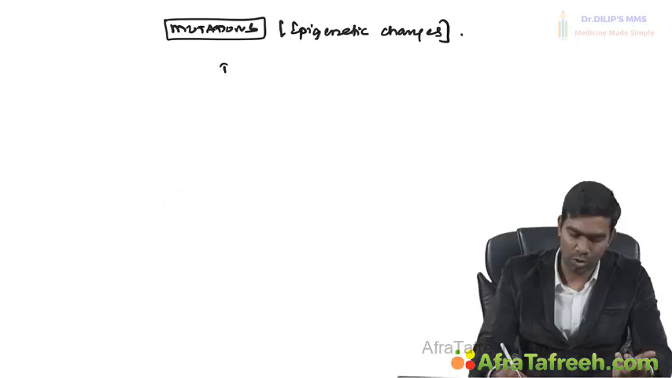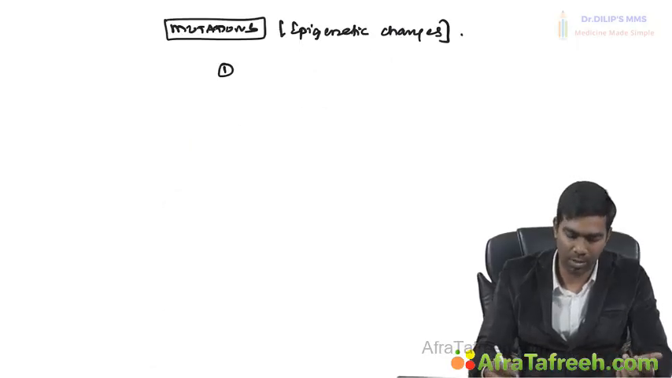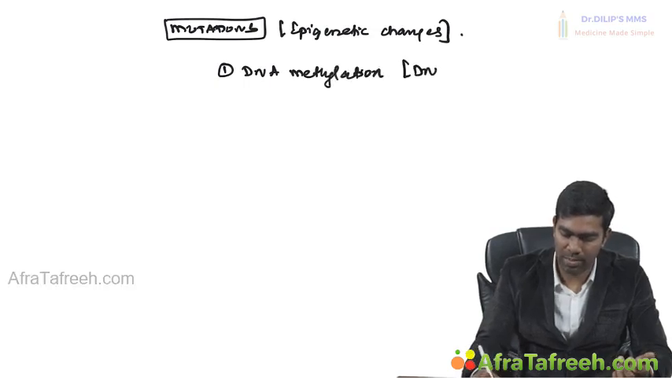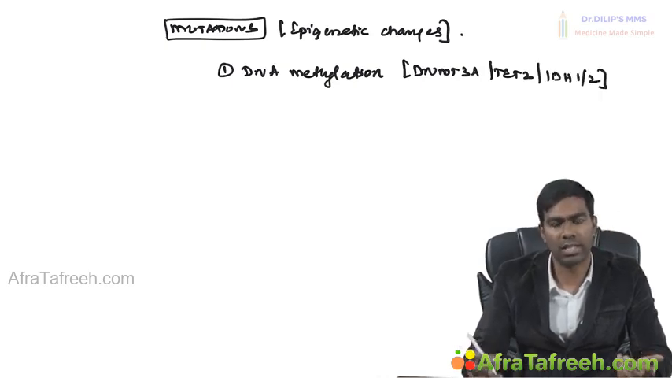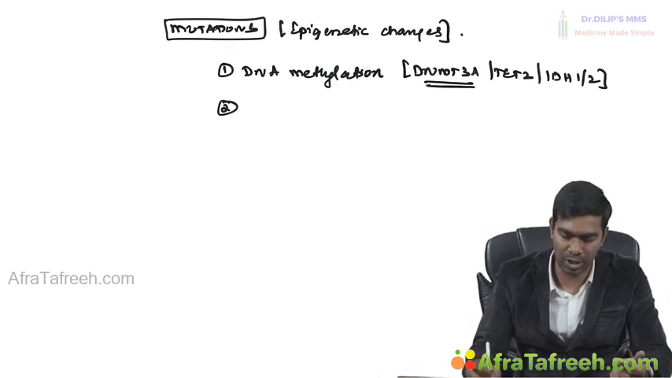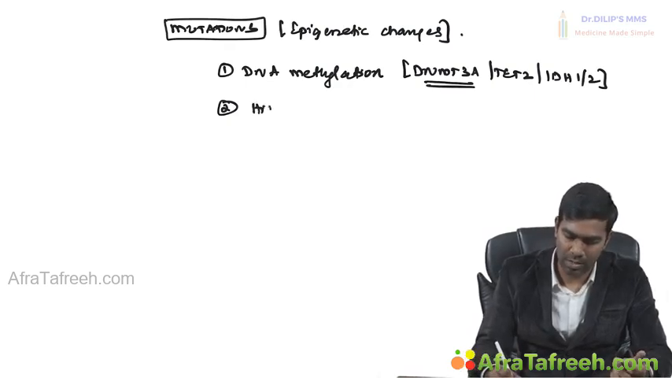So what are the mutations that affect the epigenetic changes? There are genes that control this epigenetic process, like genes involved in DNA methylation, which is one of the very important epigenetic processes. For example, DNMT3A, then you have TET2, then you have IDH1 and 2. Clear? So these are the genes that are important for DNA methylation. The most important is the DNA methylase, DNMT3A. Then you have something called histone modification.